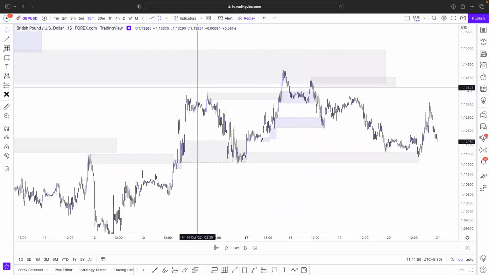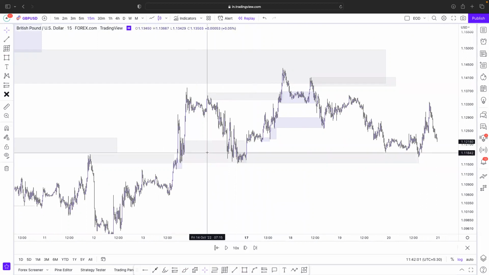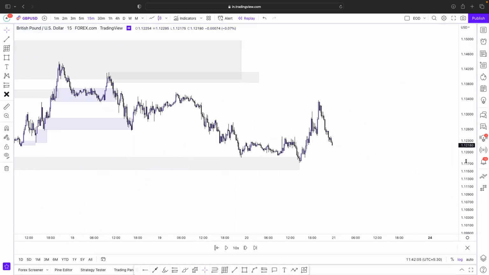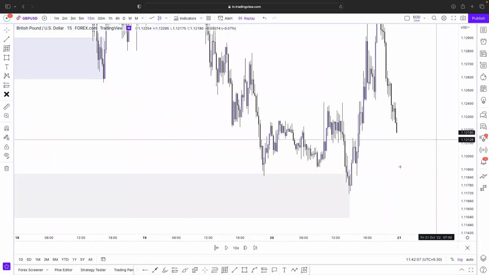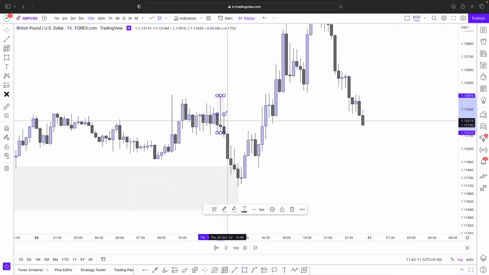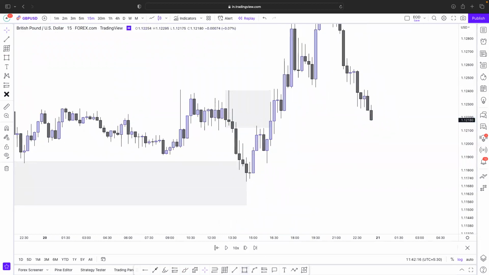So what you guys have to understand is, if this POI is working for me, it doesn't mean it will work for you. In an entry model, it is also the same thing. For example, if I want to enter on the 15 minute, most of the people will be entering on this one over there.